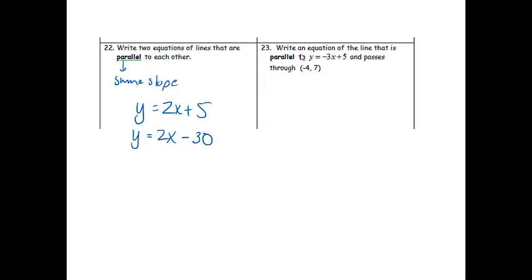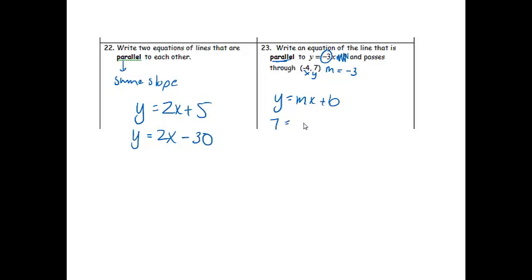Okay, 23, write an equation of the line that is parallel to y = -3x + 5 and passes through (-4, 7). Well, I know my slope will also be -3 because it's parallel, so it's going to have the same slope as that one. And now if you need to, just cancel out the plus 5 because we don't need it anymore. I'm going to label my x and my y. So we have y = mx + b. And then let's just plug in what we know.